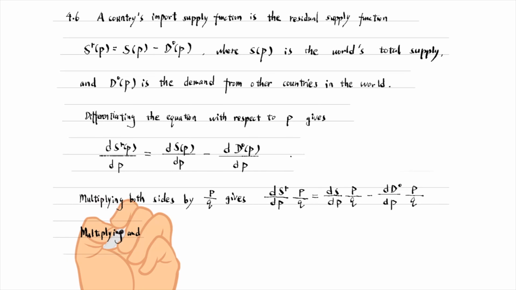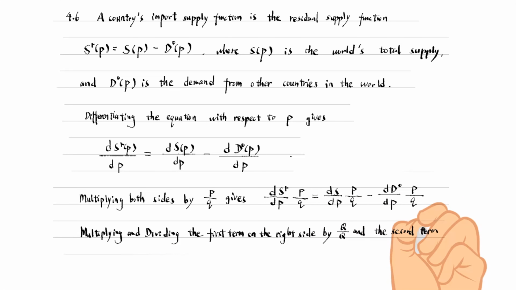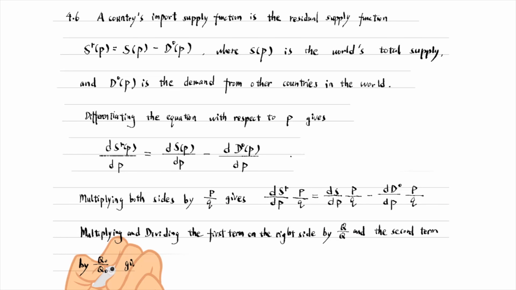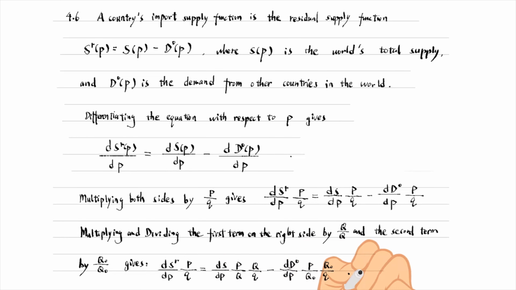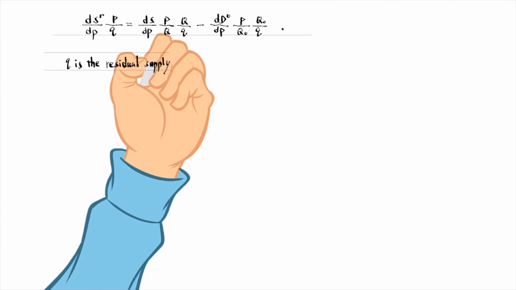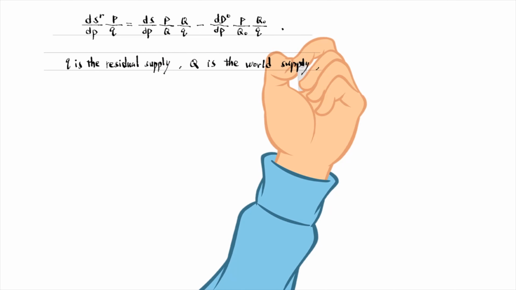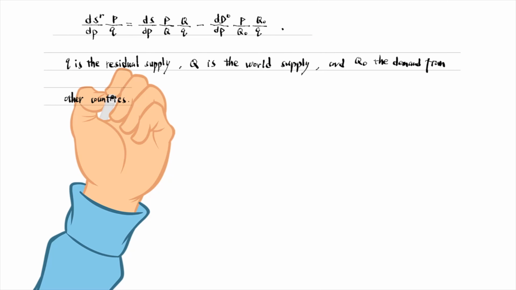Multiplying and dividing the first term on the right-hand side by Q over Q and the second term by QO over QO would not change the value. It gives the following expression. Small q is the residual supply in the importing country. Capital Q is the world supply, and QO is the demand from other countries.